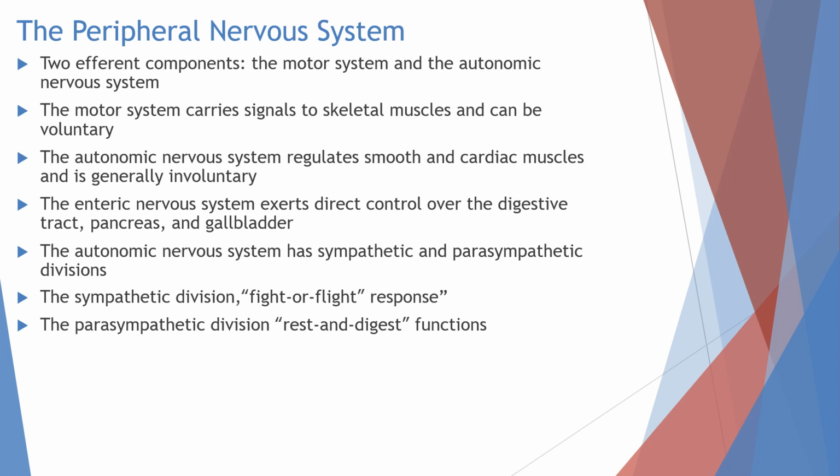And then there's the enteric nervous system, which exerts direct control over the digestive system, as I was mentioning, and other organs like the pancreas and gallbladder. Within the autonomic nervous system, there are two parts: the sympathetic and parasympathetic divisions. Sympathetic is our adrenaline response, the fight or flight response, which is a dose of energy. It's like, am I going to fight? Am I going to flee? And then our parasympathetic is our rest and digest. That's the process of resting and digesting food through our stomach and everything.